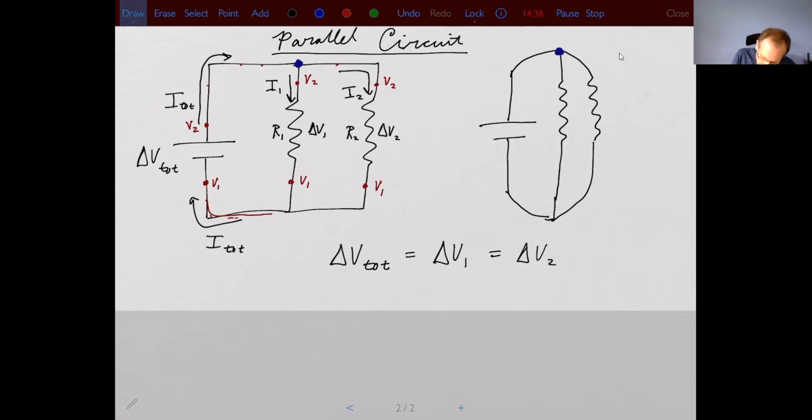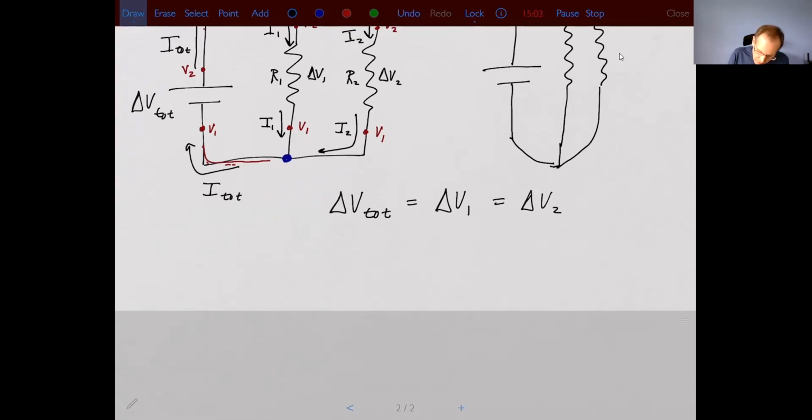Or the other way to think about it is if I look at this node right here. In this case, this is still I1 coming into it, because that's the current that passed through R1. This would be I2. So now I have I1 plus I2. That's going to equal what's going out, which is I total. So in both cases, I'm going to get the same equation: the current going into a node has to equal the current going out of the node. So I total is equal to I1 plus I2.